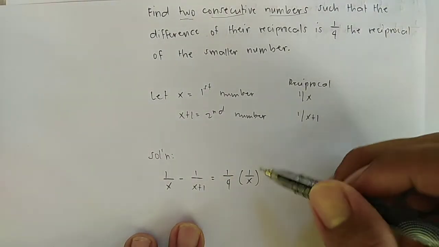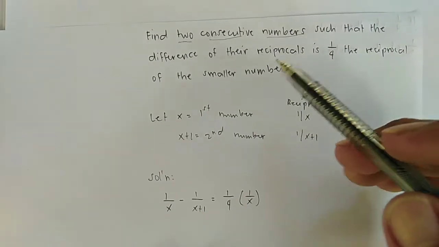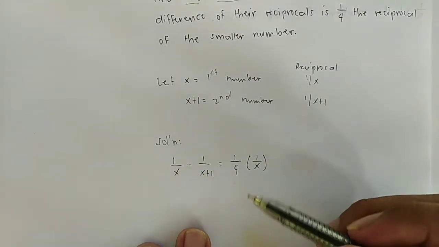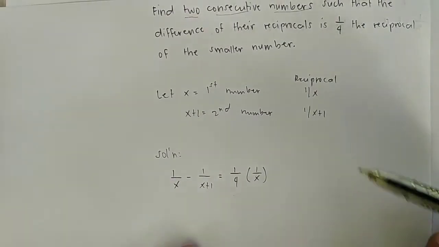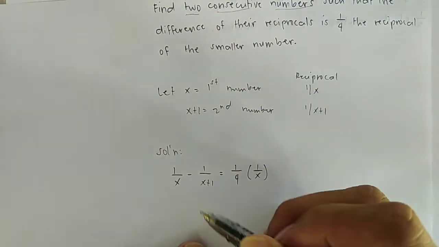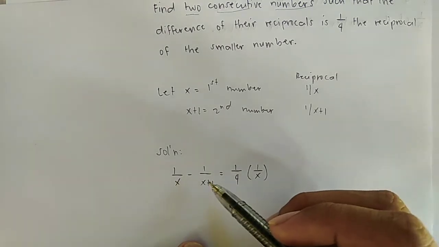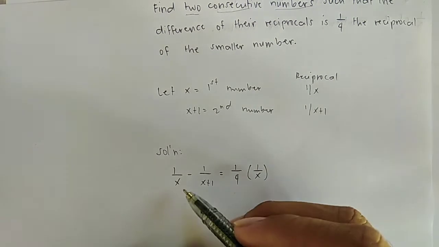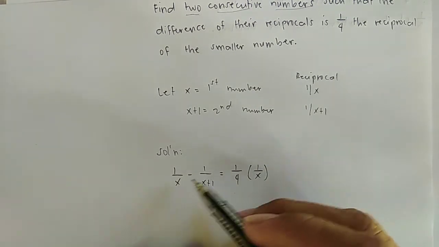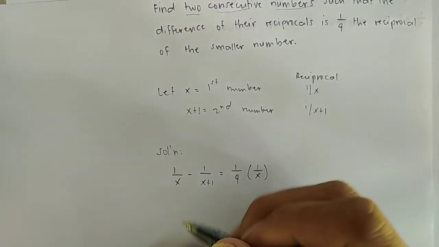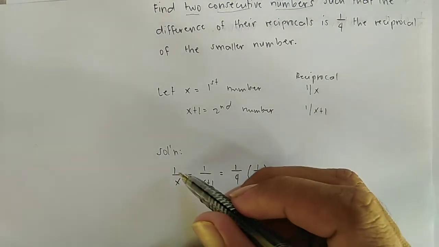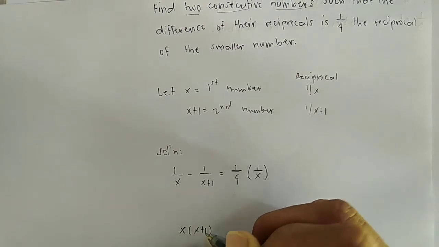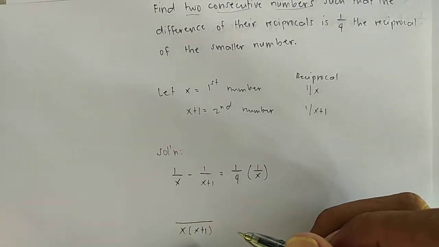So this is already the equation form based on the statement provided in the problem. So we have to simplify this one further to find the value of x, so that we can determine the first number. So we have 1 over x minus 1 over x plus 1 is equal to 1/4 times 1 over x. So to simplify this expression in the left side, we have to get the LCD, or the least common denominator between the two fractions here. So the LCD will be x times the quantity of x plus 1.